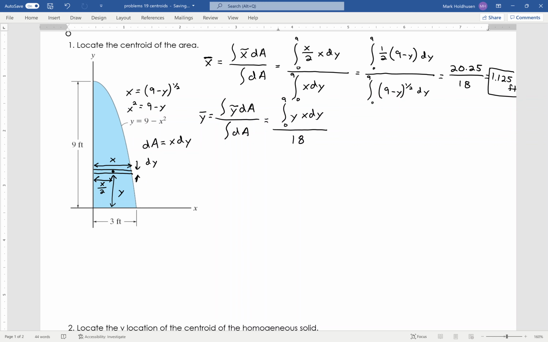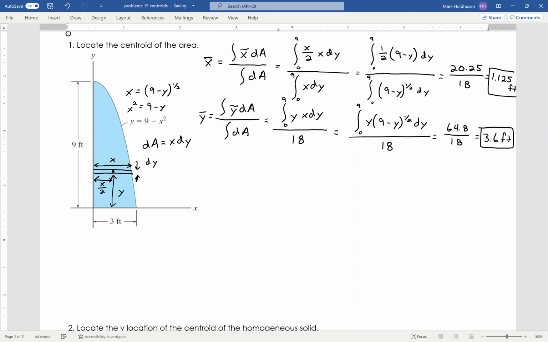So now the same idea here. I need to get everything in terms of y. So I'm going to go 0 to 9, and instead of y times x, I'm going to go y times 9 minus y to the 1/2 dy. Again, the denominator is still 18. Not going to resolve that. Now, the integral may be a little bit more challenging. However you want to do it, by hand or on a calculator, I get 64.8 for the numerator, and the denominator gets to be 18, which gives me 3.6 feet.